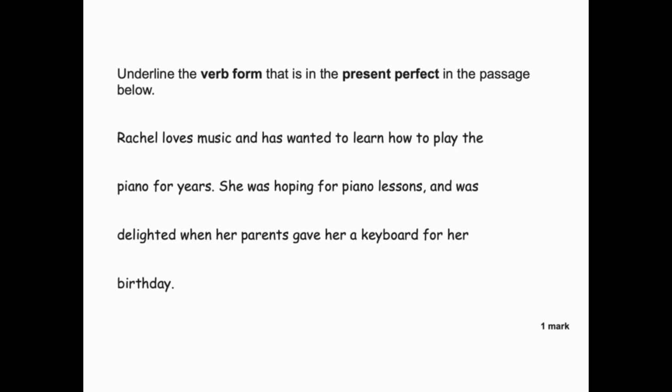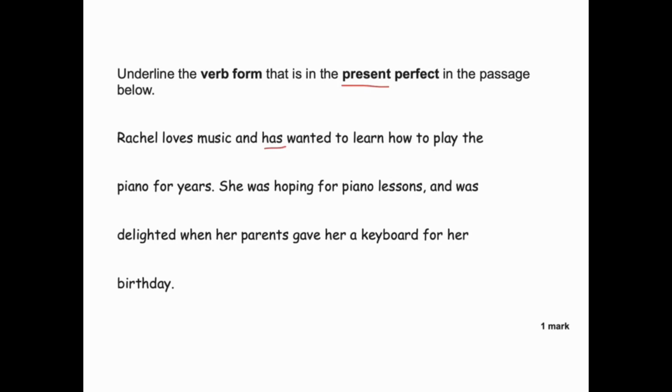So here's the second question for you, and again pause the video so you can have a look through it yourself. This question here is you're looking for the verb form that's written in the present perfect tense. So again, it helps if you have your diagram of the perfect hat drawn. And because we're looking at the present perfect tense, we therefore need to look for our two present tense verbs of has or have. So Rachel loves music and has wanted to learn how to play the piano for years. So already I can see there it's got my present tense verb in there of has.